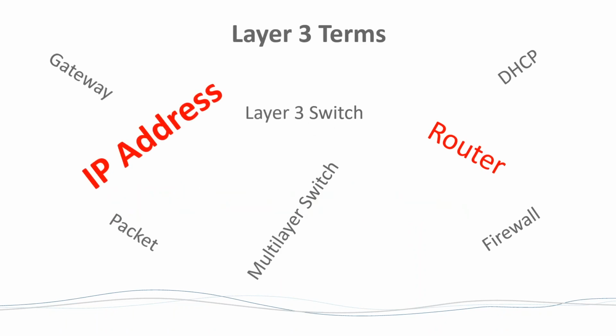All right, layer 3 terms. We talked about gateway, default gateway. Gateway and router are synonymous. The same term, right? A router is a gateway. IP address we talked about. We talked about packet being that frame with the addition of IP addresses in it, right? We talked about the multi-layer switch, layer 3 switch, which does the switching, but it also has the routing in it, switching and routing. We didn't talk about firewall. We'll talk a little bit about these two real quick. Talked about router. We talked about layer 3 switch.